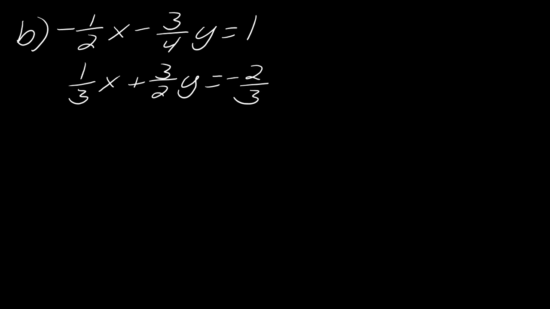Same idea. -1/2 x minus 3/4 y equals 1, and then 1/3 x plus 3/2 y equals 2/3. So let's break this one down. Starting with the first equation, what would the LCD of the fractions that you see here be? Well, the LCD here would be 4. And for the other equation, with 1/3, 3/2, and 2/3, the LCD here would be 6.